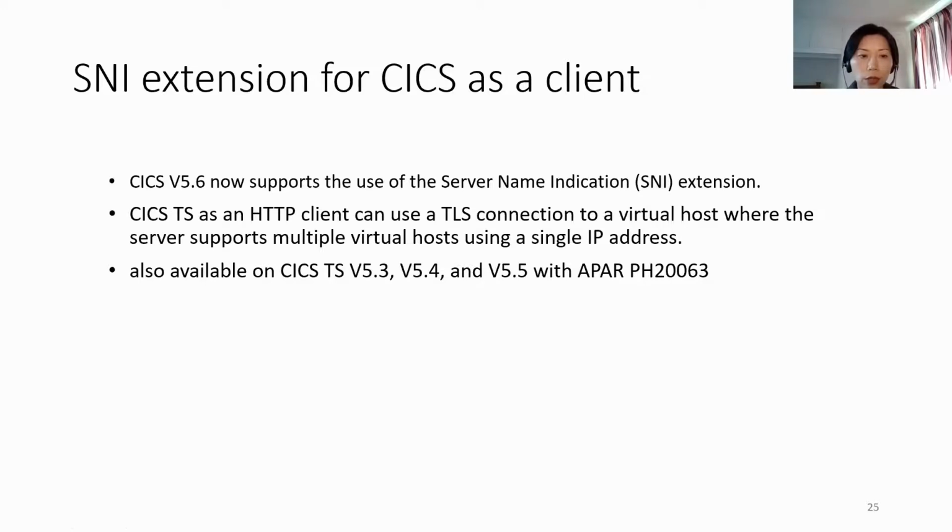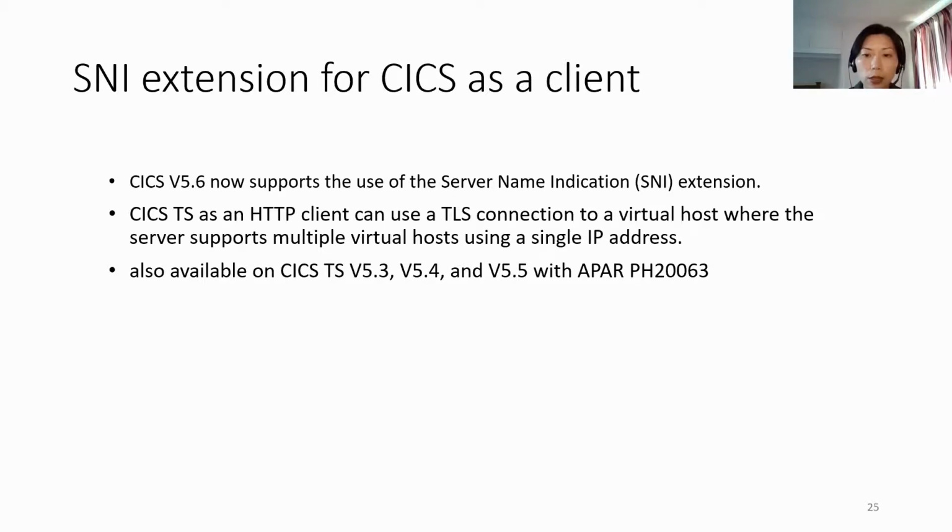So next around security is called the SNI extension. SNI is server name indication. So what's the relation of security with SNI? Because CICS can act as an HTTP client. It can use a TLS connection to a virtual host. Then CICS may send a request on behalf of one virtual host, say host A, to a server. That server may support multiple virtual hosts. So say that server supports A and B and C, etc., but using a single IP address.